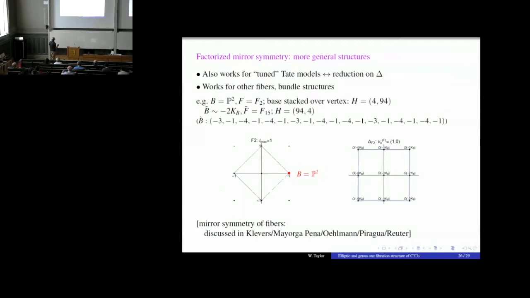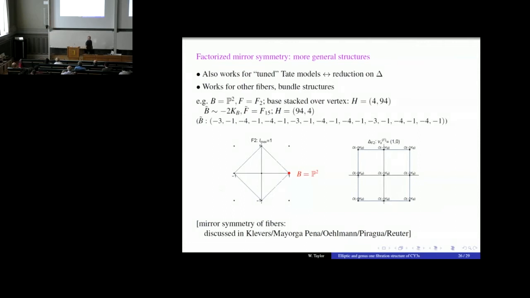If we take F2 as our fiber and we put a base P2 over this thing, that gives us 494 Hodge numbers, and we take the mirror. Now we go through the same kind of analysis. The base is going to be like minus 2K instead of minus 6K. It's a bit simpler, and we can compute the Hodge numbers of the mirror. There's some beautiful stuff about what happens with the mirror symmetry of the fibers, which was discussed in this paper.